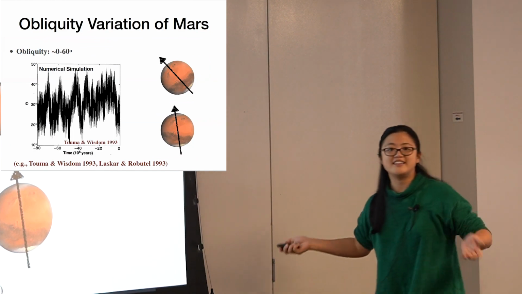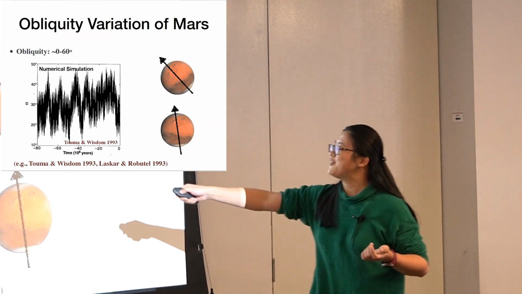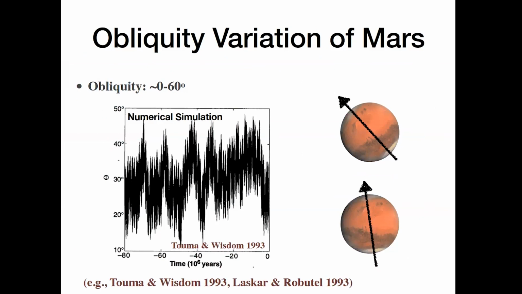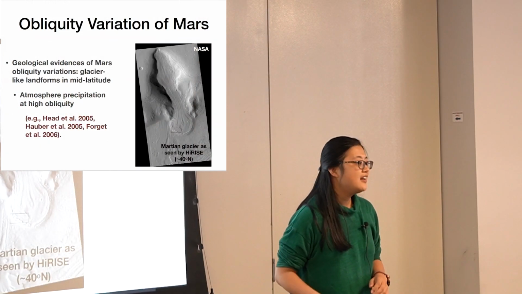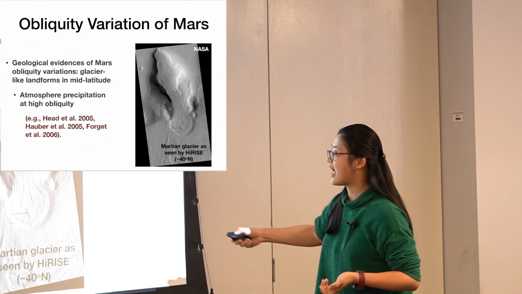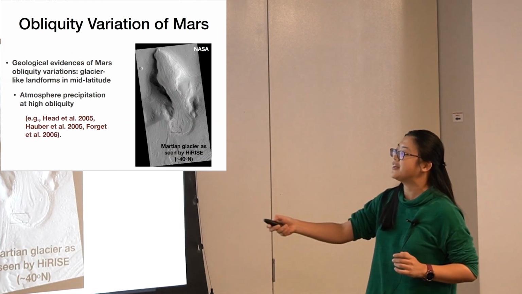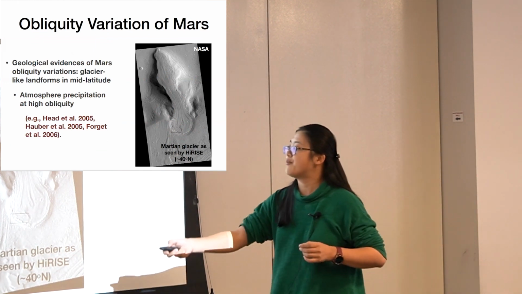However, not all planets are so lucky. Look at our neighbor, Mars. Although the dynamical features are very similar, Mars' spin axis can vary from 0 to 60 degrees. And this can cause drastic differences in its surface climate, which is supported by geological evidence. For instance, at the mid-latitude of Mars, there are glacier-like features, which is incompatible with the current Mars obliquity of around 20 degrees. So this supports that in the past Mars can actually have a very large obliquity, where the pole is directly towards the sun, and the equator and mid-latitude are very cold. And the atmosphere can precipitate snow and form these glacier-like features.